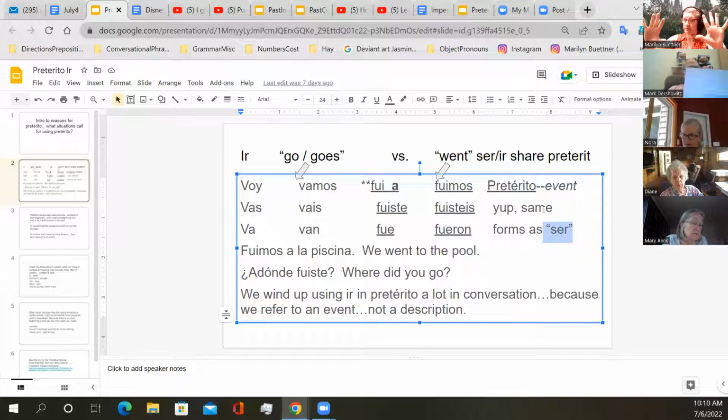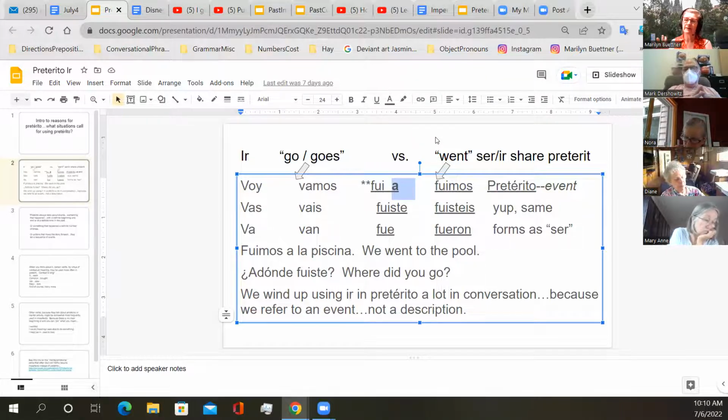It is weird. So technically, fui can mean I was. It can also mean I went. You will always know that it means I went because it'll have an a tagged onto the end. So context will always tell you. Okay. It's always went when we've got an a tagged on there, right? Yeah. Fui a, fuiste a, fue.